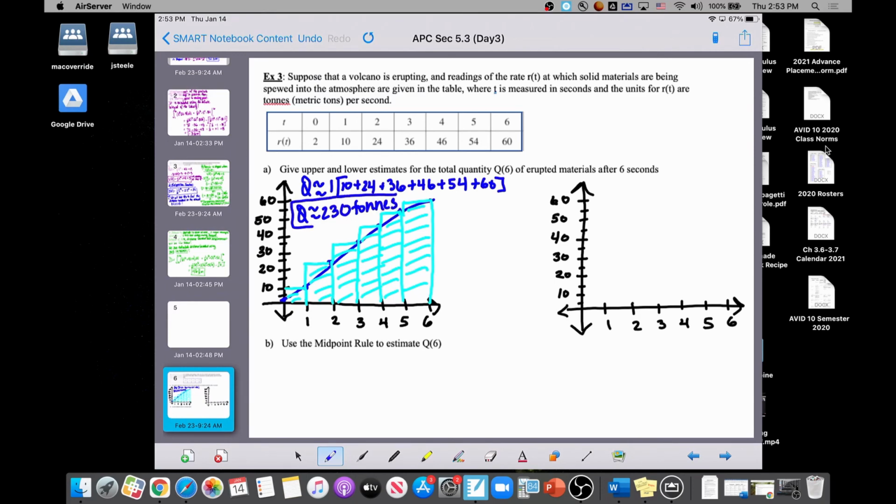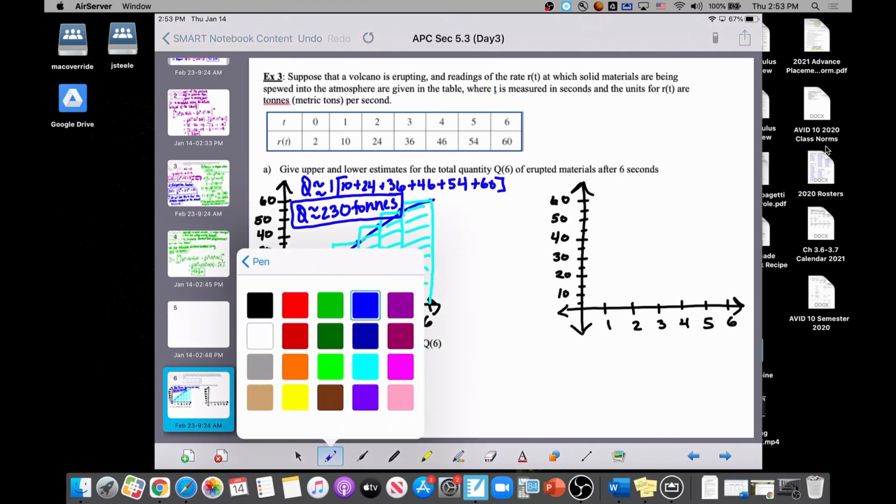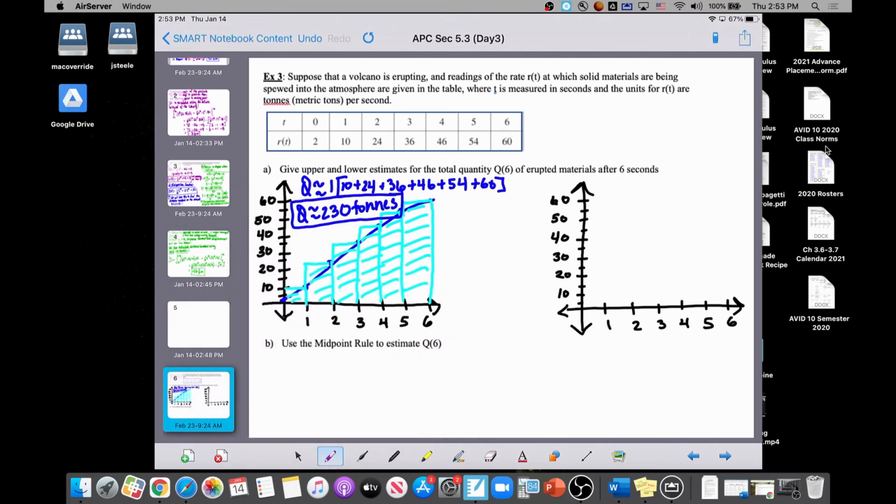Okay, that is our upper estimate. Now we're going to do the same thing, but this time we are going to use left endpoints for lower estimates. So once again, I need to plot my points first. Same points that I plotted before: 0, 2, 1, 10, 2, 24, 3, 36, 4, 46, 5, 54, and 6, 60. So once again, there's my curve.